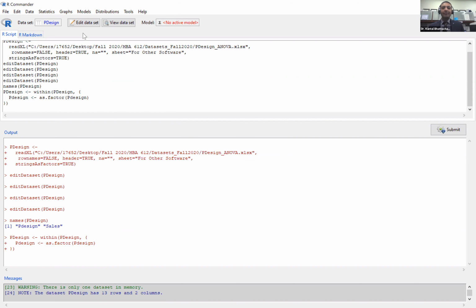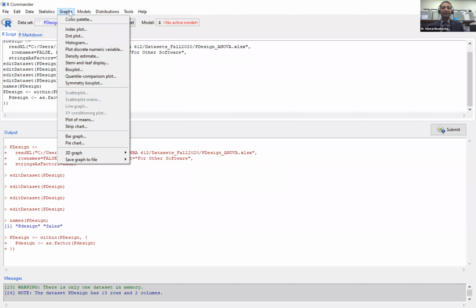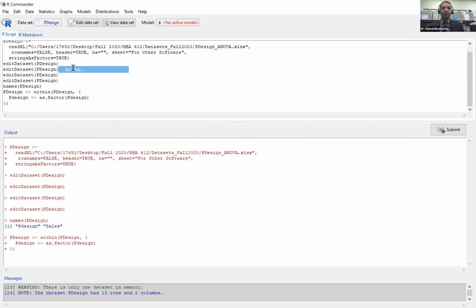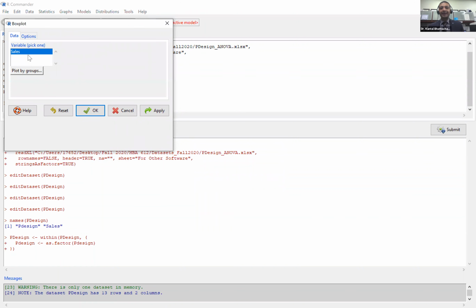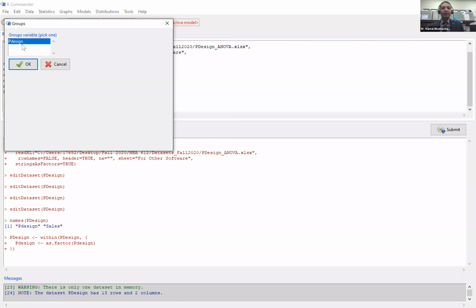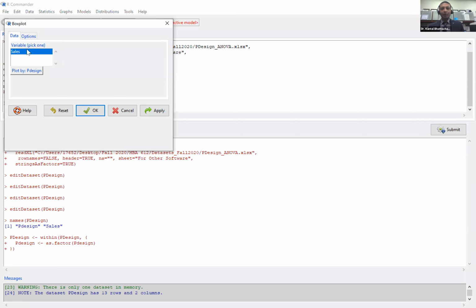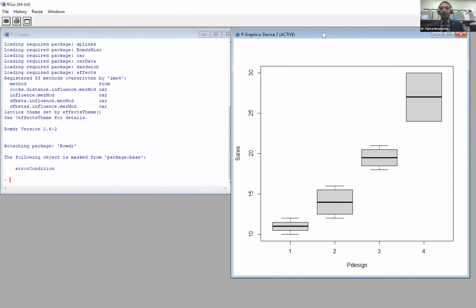So what will now happen is, if I go back to graph and I want to do a box plot, as you can see, only a single variable here is available against which I want to do a box plot by groups. And the group here will be my p design. And so when I plot the sales by p design, I hit OK, it provides me my box plot.